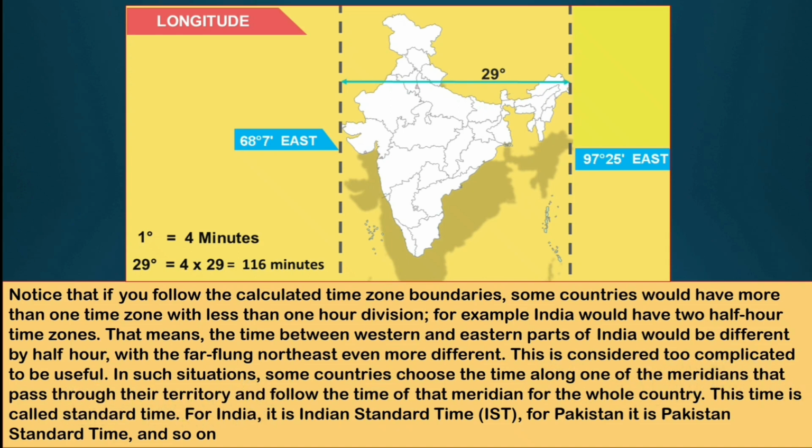In such situations, some countries choose the time along one of the meridians that pass through their territory and follow the time of that meridian for the whole country. This time is called standard time. For India, it is Indian Standard Time, that is IST. For Pakistan, it is Pakistan Standard Time, and so on.